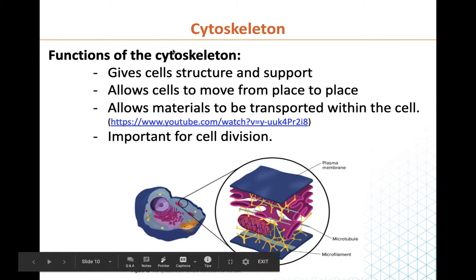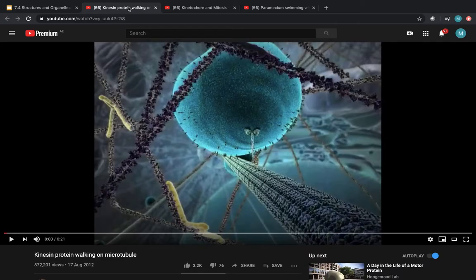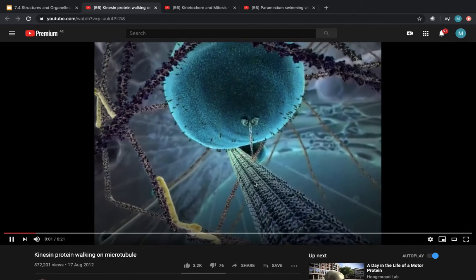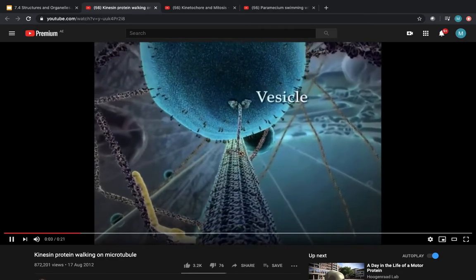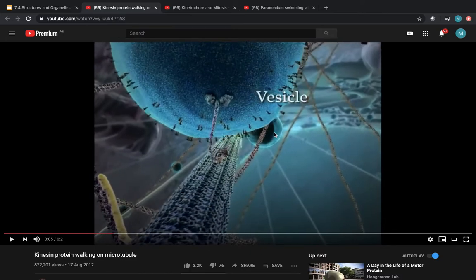So let's take a look at how things move inside of a cell. So you can see in this picture, you have all of these little things which are parts of your cytoskeleton. This large part is called a microtubule, and these smaller parts are microfilaments. Now, the microtubules are extremely important because they allow things to walk across them and move things from place to place.